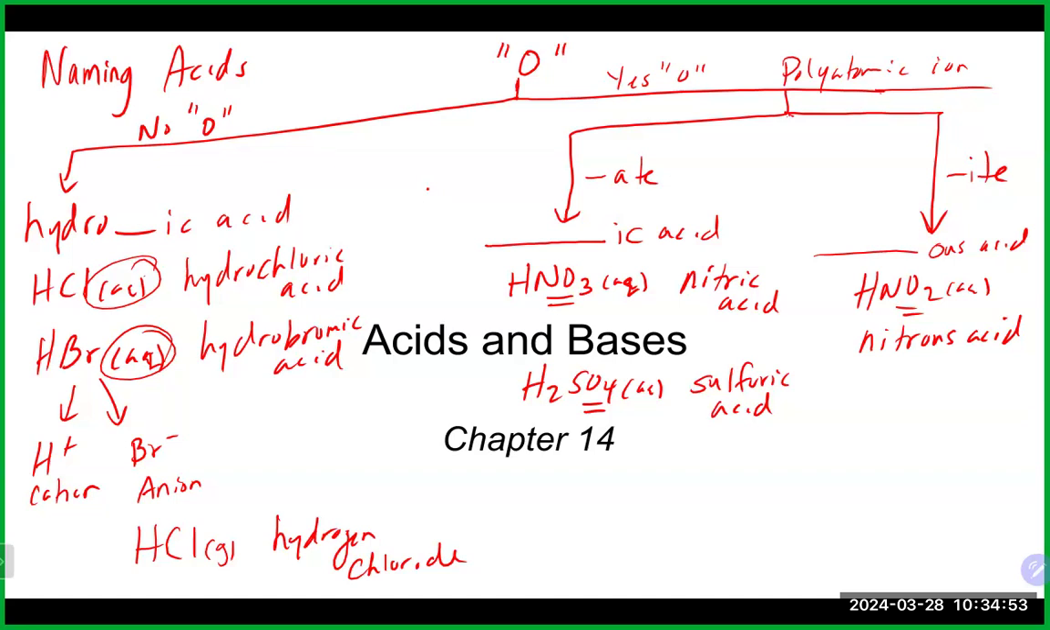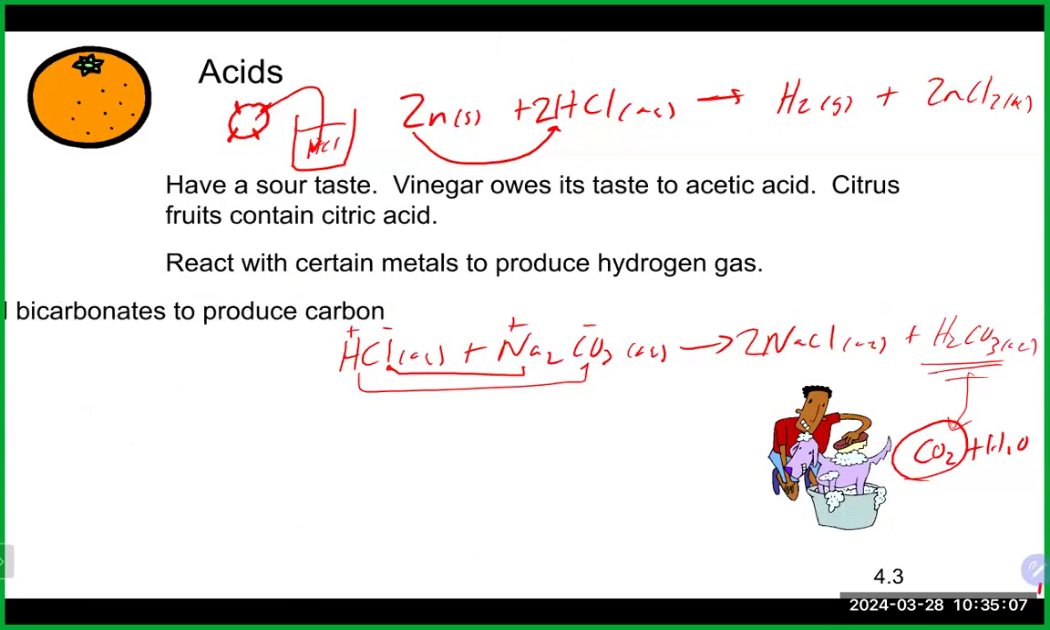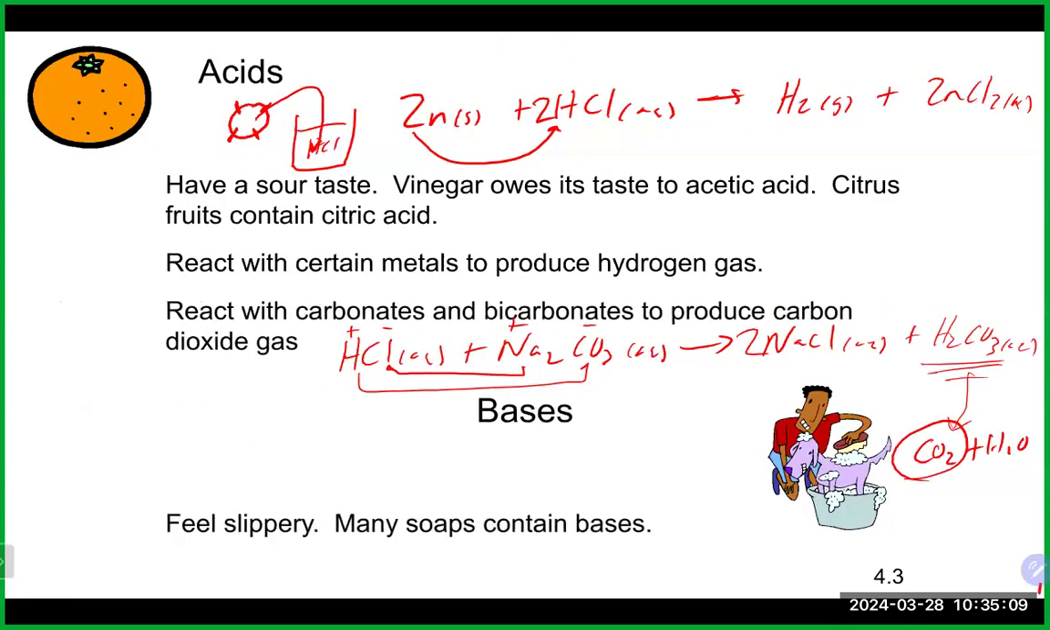All right, so you should obviously be able to properly name acids and recognize what they are, rather than calling them "acid" or "that thing over there." All right. There's our 3-minute naming of acids.